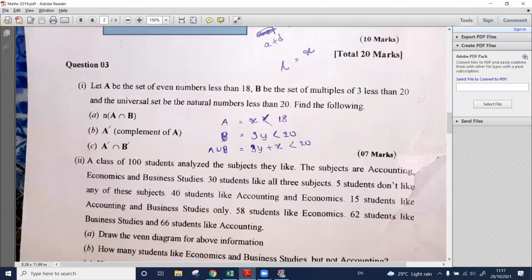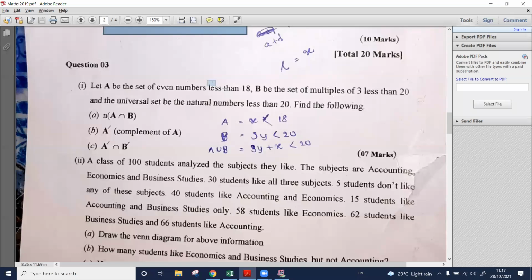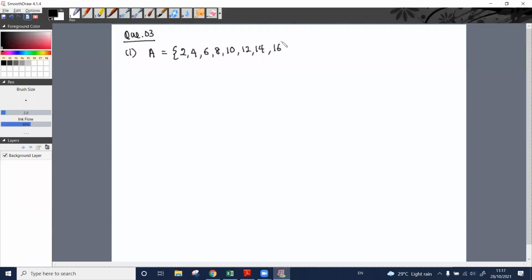Let A be the set of even numbers less than 18. Let's write that. So what should be the elements? Set of even numbers. 2, 4, 6, 8, 10, 12, 14, 16. Can we consider 18? No, less than 18. So we can't consider 18 here. So this is the set A.